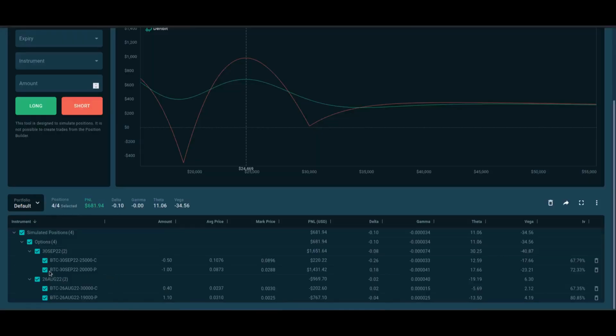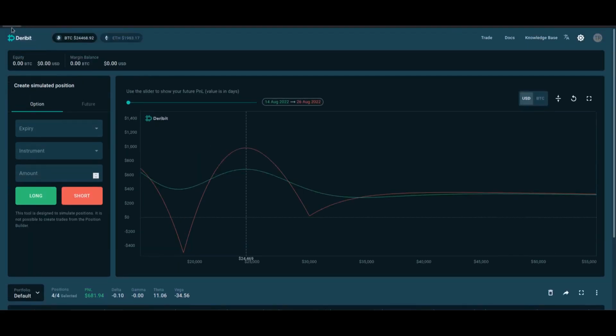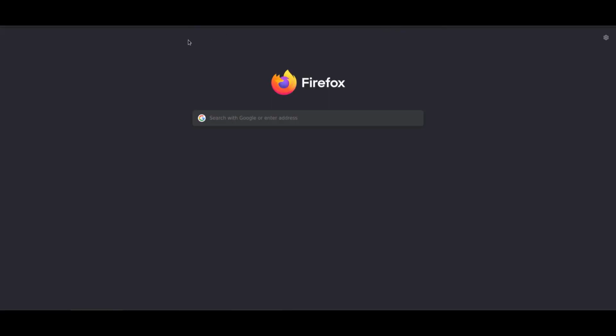So the logic was the following. I found in the option order book a put with strike 20 with huge volatility. I took a look at the, let me show you. Let me show you, where is it? Okay, let me show you.